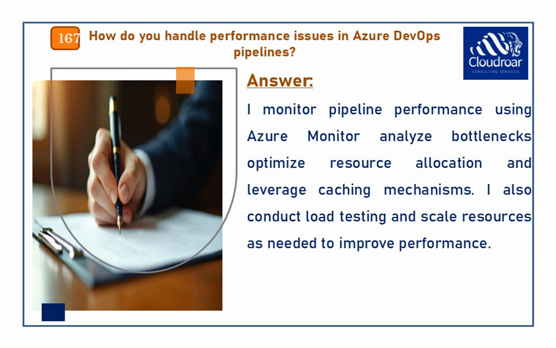Question 167. How do you handle performance issues in Azure DevOps pipelines? I monitor pipeline performance using Azure Monitor, analyze bottlenecks, optimize resource allocation, and leverage caching mechanisms. I also conduct load testing and scale resources as needed to improve performance.